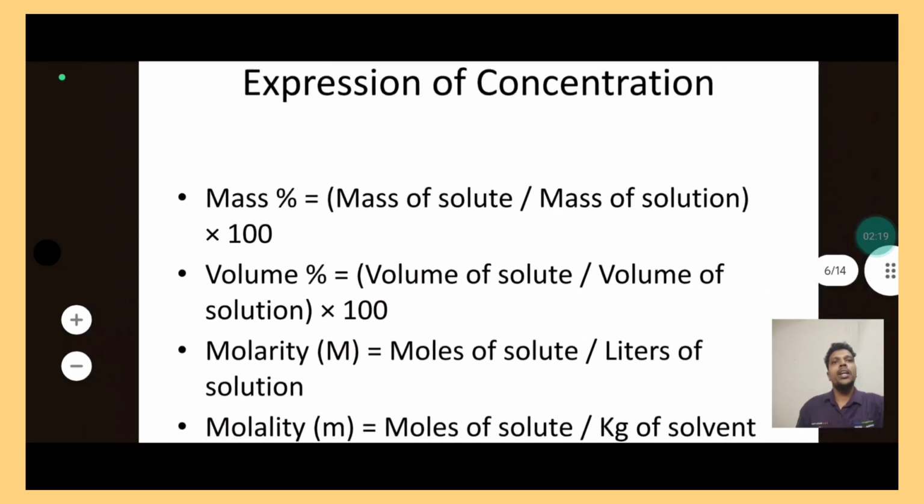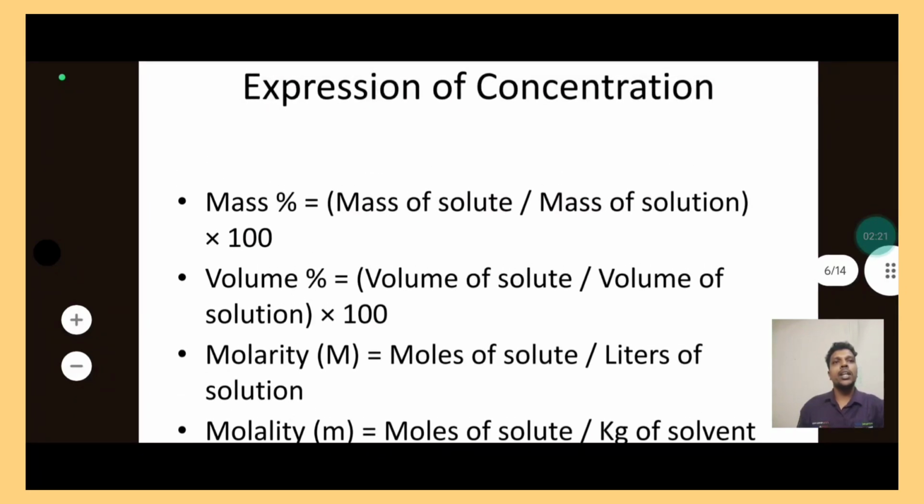Then we can go to the last topic of today's class, expressions of concentration. The first thing is mass percentage. Mass percentage of a solute is the mass of solute divided by the mass of solution, into 100. This is also applicable for the mass percentage of a solvent. Mass percentage of a solvent is the mass of solvent by the mass of solution, into 100.